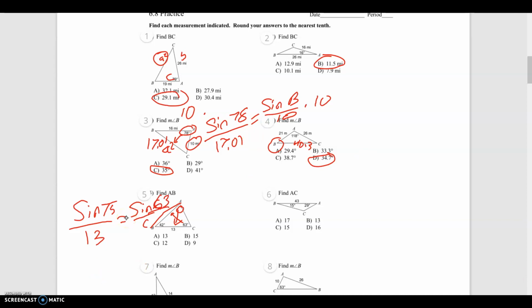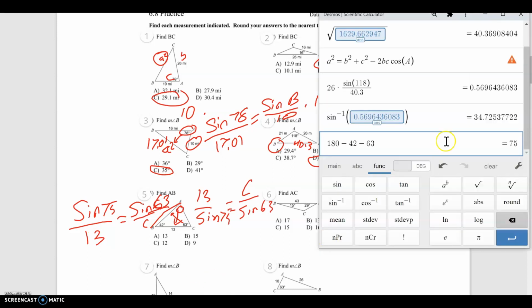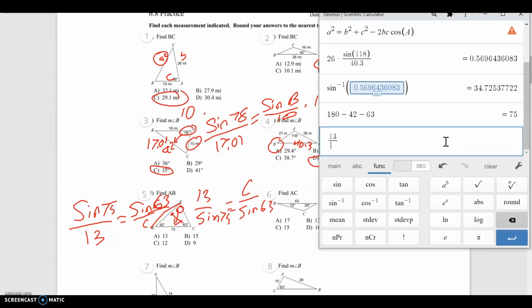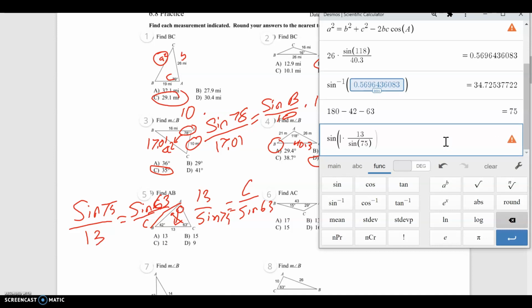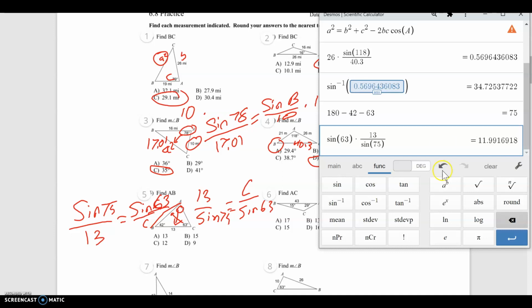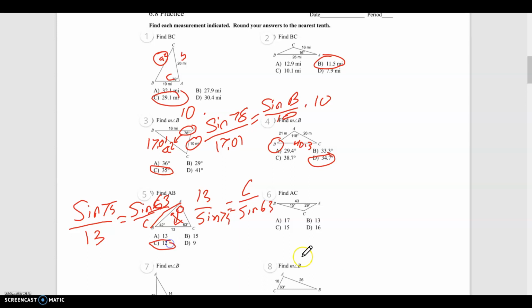I'm going to flip it so it's a little easier to work with. C is up top, sine of 63 is here. Multiply sine of 63 over, so let's pull up my calculator. 13 divided by sine of 75 is right there, and then we're just multiplying this by sine of 63, which comes out to be 11.99, approximately 12. So our answer here should be 12.